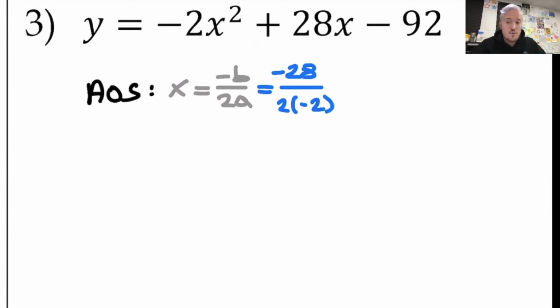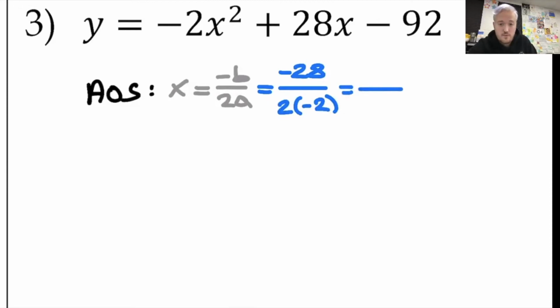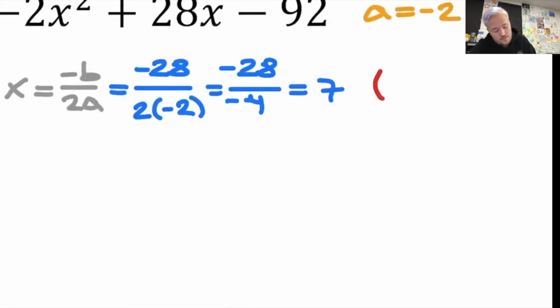So keep in mind the only value we're switching is B. The A value stays the same. So it's only the opposite of B. Okay, this looks terrible, so I'm going to rewrite it. So -28 over 2 times -2. Still kind of terrible, but whatever. All right, so we have -28 over -4, which is just going to simplify to a +7. So just a reminder, this is your H value.